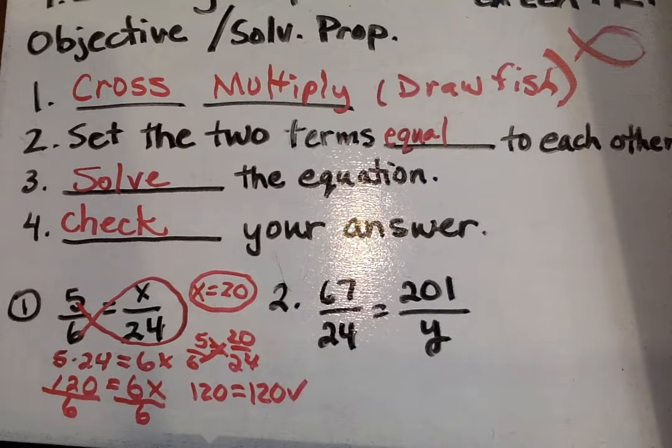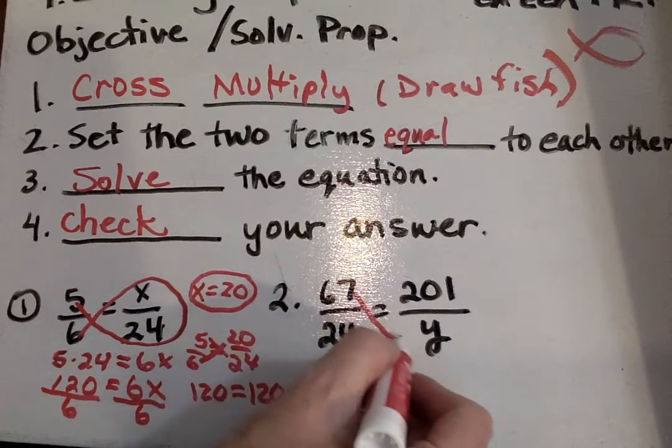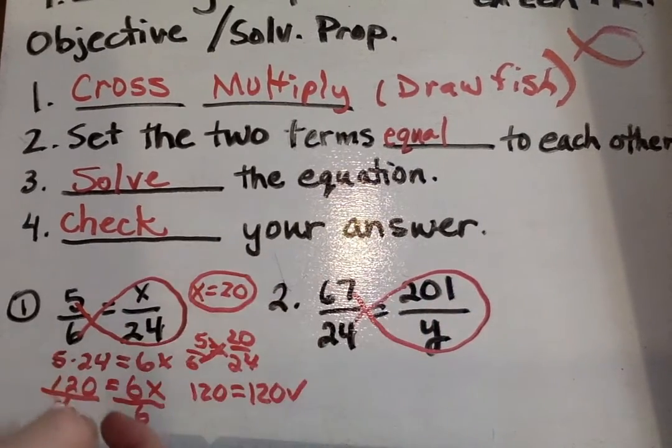Okay, all right, now we're going to go on to number 2. 67 over 24 equals 201 over y. I think yours is blank, so make sure you write a y in there. Oh, it's there, 201 over y. Again, you cross multiply or draw the fish. And I try to draw it pretty big so we don't write through the numbers.